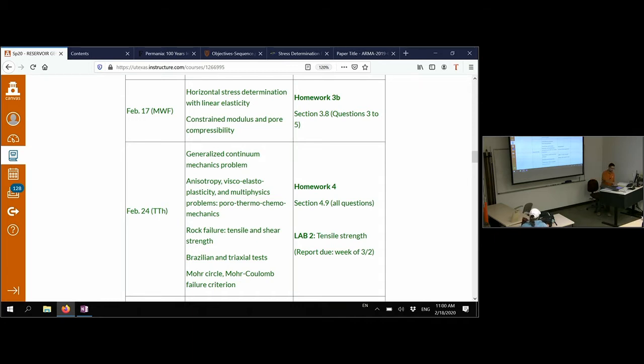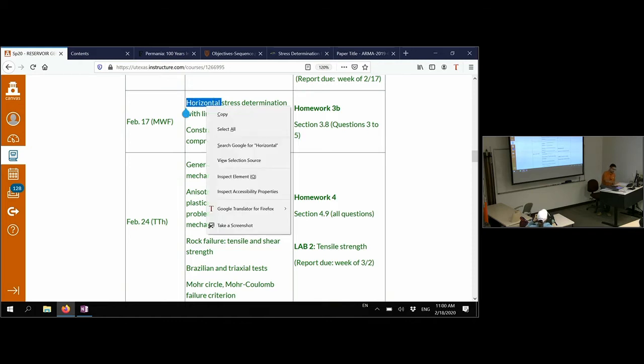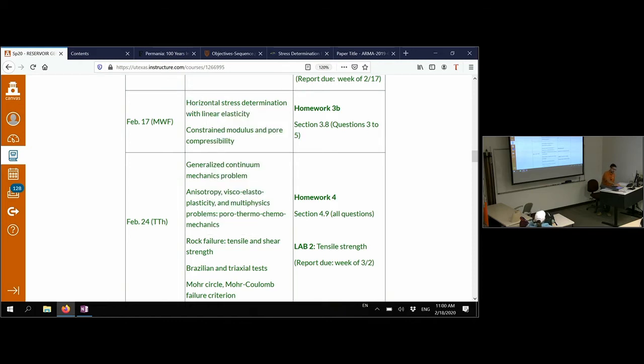I want to tell you that we're right on track. Week of February 27, and we are now starting to see horizontal stress determination with linear elasticity, and then later we'll talk about reservoir compressibility utilizing what we have already learned.